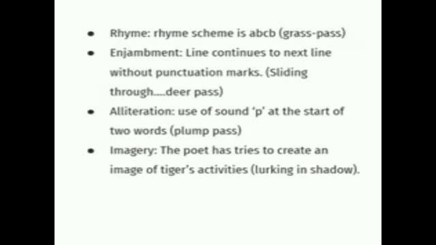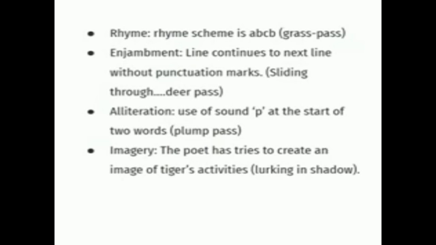The poetic devices that are used in the poem. The rhyme scheme is A, B, C, B. Enjambment: the line continues to the next line without punctuation mark. For example, sliding through the deer pass. Alliteration: use of sound P at the start of the two words, plump, pass.